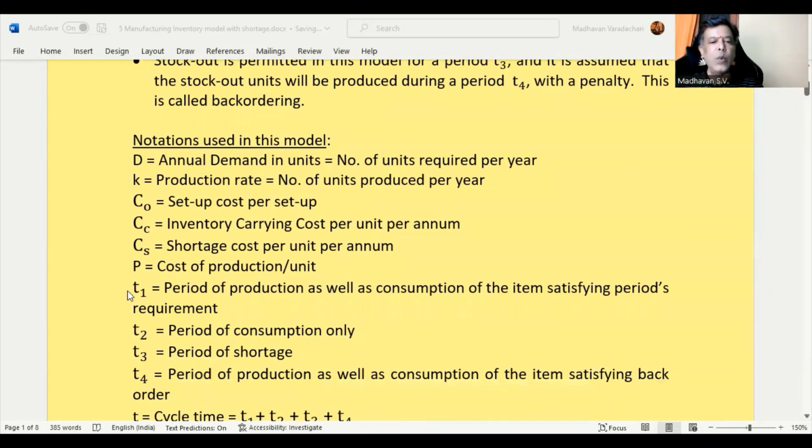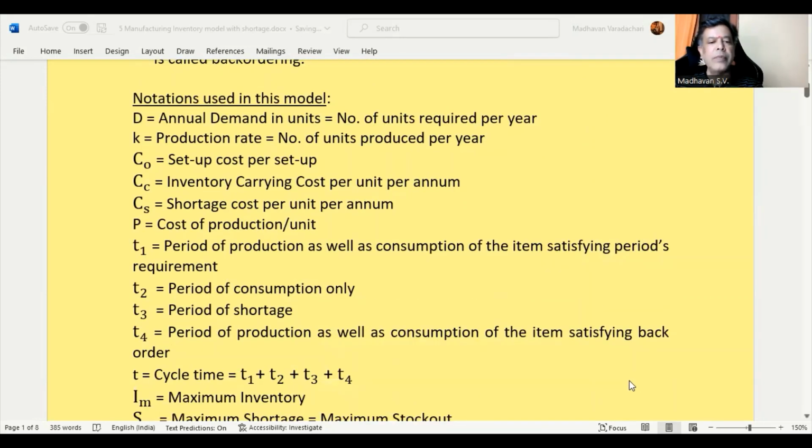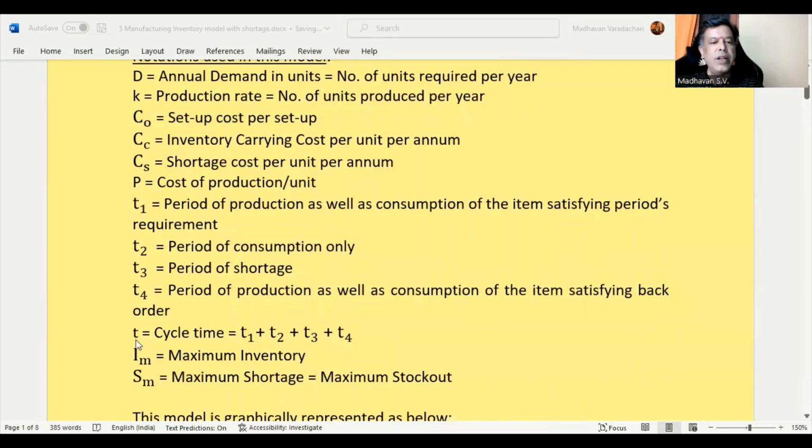And small t1 is the period of production as well as consumption of the item, satisfying the period's requirement. T2 will be the period of consumption only. T3 will be the period of shortage. And T4 will be the period of production as well as consumption of the item satisfying back order. Now our small t, which is the total cycle time, is the sum of these four, means T1 plus T2 plus T3 plus T4. Im is the maximum inventory and Sm is the maximum shortage or maximum stockout.